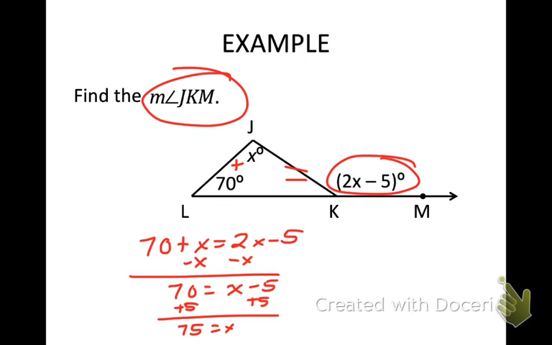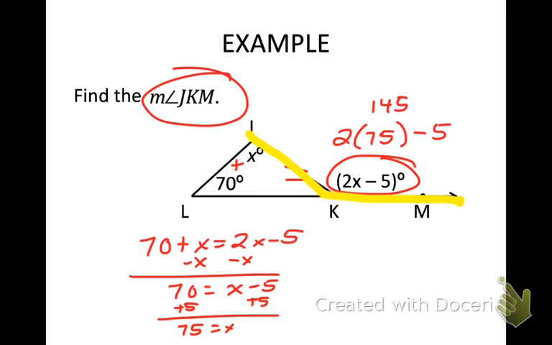Look what it's asking for. The measure of angle JKM. So JKM is the exterior angle. So let's plug 75 in place of x. So 2 times 75, so doubling 75 is 150, right? Minus 5 is 145 degrees would be our final answer.